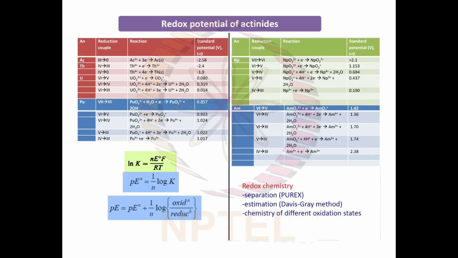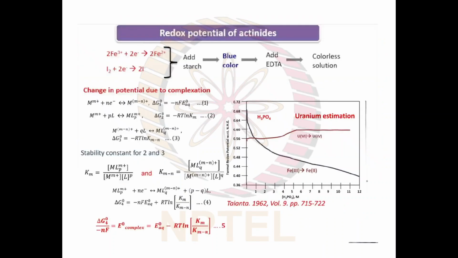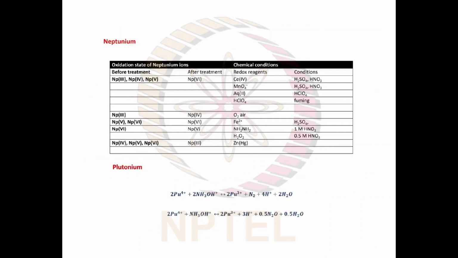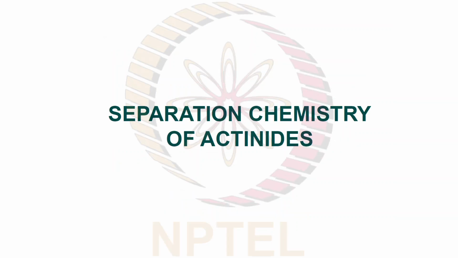Okay, we know the redox potentials of actinides: actinium 3 to 0, thorium 4 to 3 and 4 to 0, uranium 6 to 5, 6 to 4, 6 to 3, and then plutonium, neptunium, americium. And then you can see starch blue color, EDTA colorless solution. How do you control the redox potential? Then they're talking about plutonium, and then how do you separate?